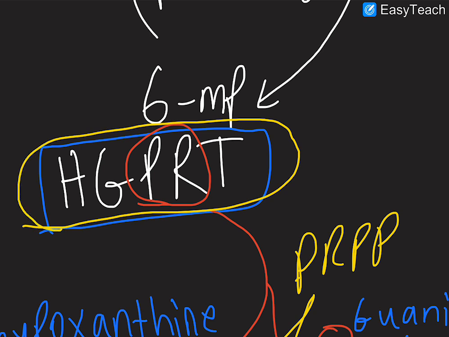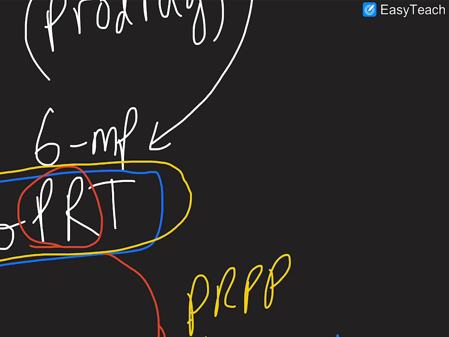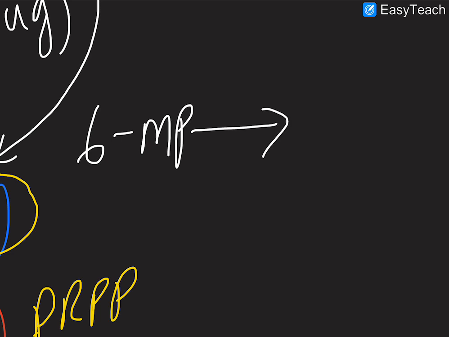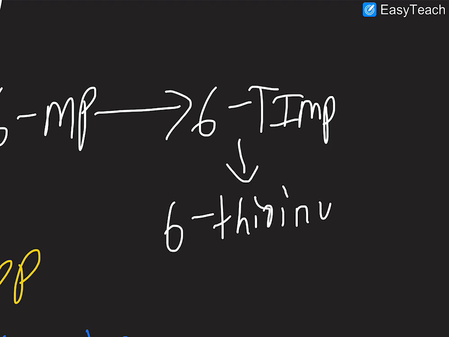But the main thing is that this enzyme, hypoxanthine guanine phosphoribosyltransferase, is really important when it comes to activating 6-mercaptopurine. By that, what I mean is 6-mercaptopurine, right? This is actually kind of a cool reaction. 6-mercaptopurine can get converted into 6-thioinosinic monophosphate. Okay, so what's this molecule called? 6-thioinosinic monophosphate.